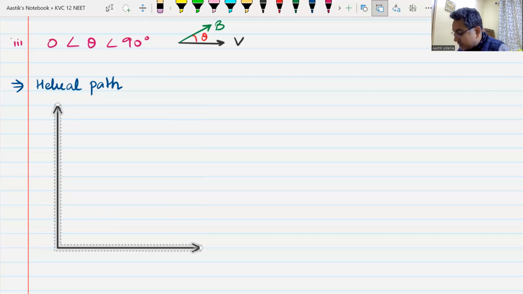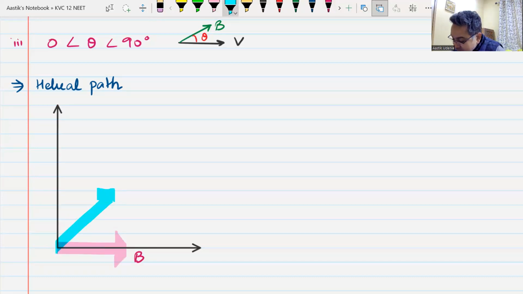What is happening? Okay. Now, how do we understand this helical path? So, what I'm going to do, I'm going to draw my magnetic field in this direction. This is my magnetic field. The magnetic field is pointing in this direction and my velocity is pointing out in this direction. This is my velocity v.